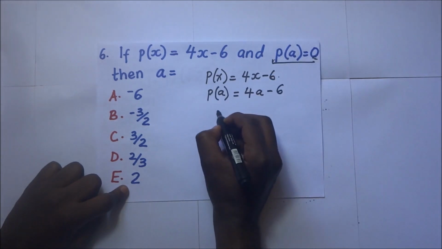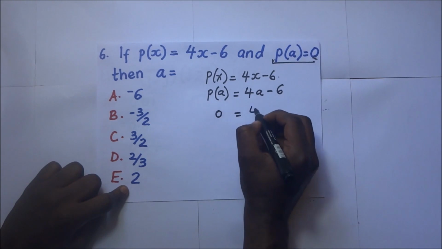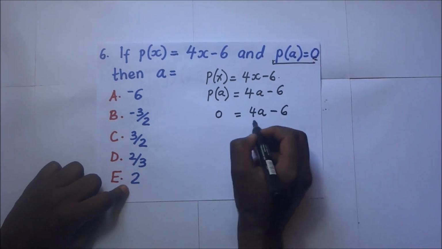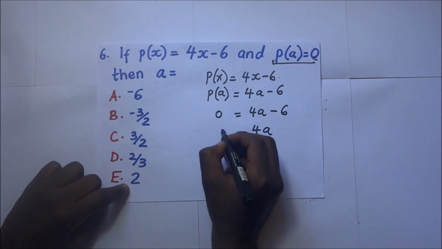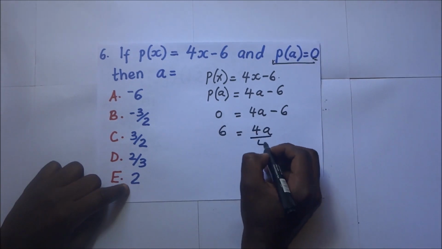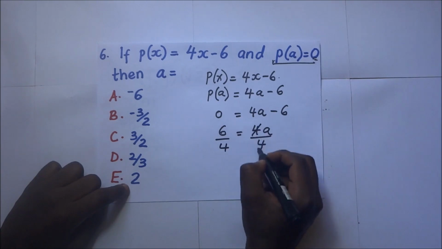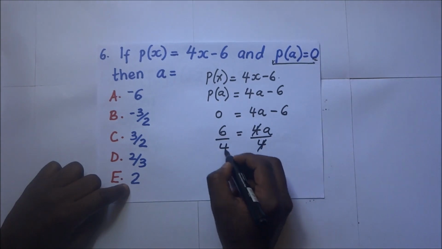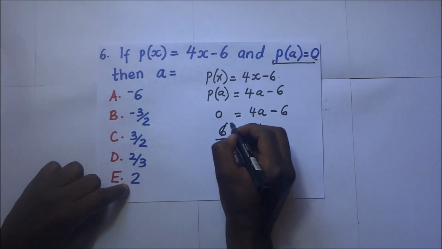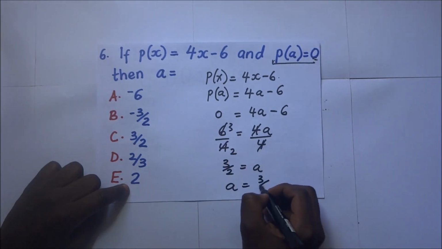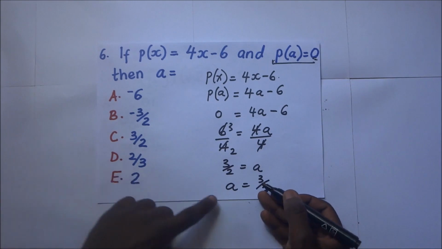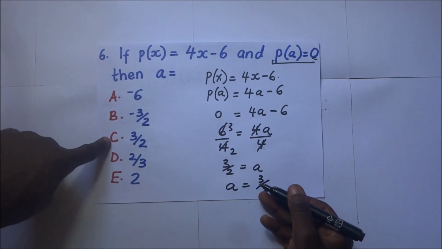Of course, this p of a is equal to 0. So this thing is equal to 0 is going to give us 4a minus 6. So go ahead and find the value of a. This is going to become 4a being equal to positive 6. When we divide both sides by 4, we shall end up with our value of a as 3 over 2. So our value of a is 3 over 2, and that makes C the answer.